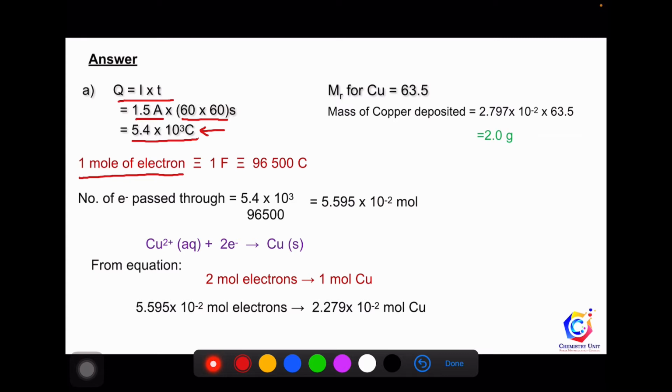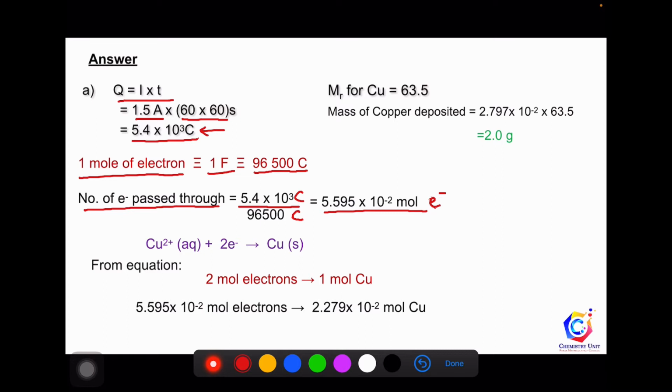electron is equivalent to 1 farad as well as 96,500 coulomb. In order to calculate the number of mole electron passing through the circuit, divide 5.4 times 10 to the power of 3 coulomb by 96,500 coulomb. And the number of mole passing through the system would be 5.595 times 10 to the power of negative 2 mole electron. Next, write out the half equation of reaction occurring at cathode.